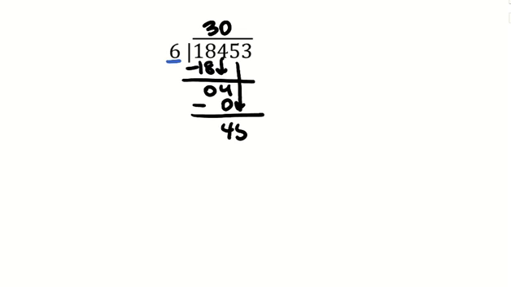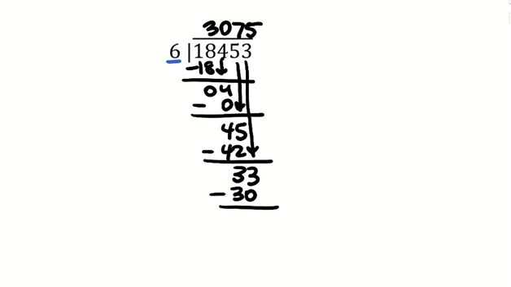You bring down the 5. Now you're thinking, how many times does 6 go into 45? Well, 6 times 7 is 42. That's right up underneath it. Subtract that, and I get 3. Bring this down, I got 33. How many times does 6 go into 33? That'll be 5 times. 6 times 5 is 30. And then I've got 3. Okay, and I've gone to the end.